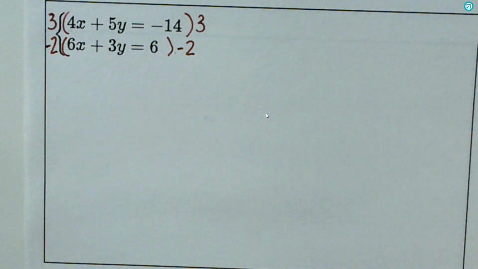So they have to be the same number, opposite signs. You could go either direction.